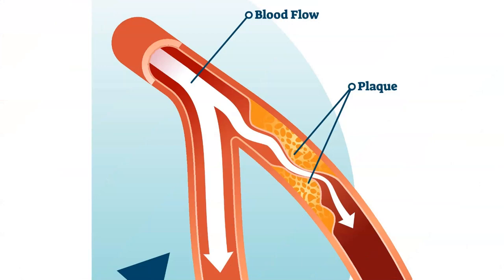High blood sugar causes the arteries to narrow, and when they narrow, blood pressure goes up, and you can lay down fatty deposits in the arteries, and they can form blockages to the blood flow.